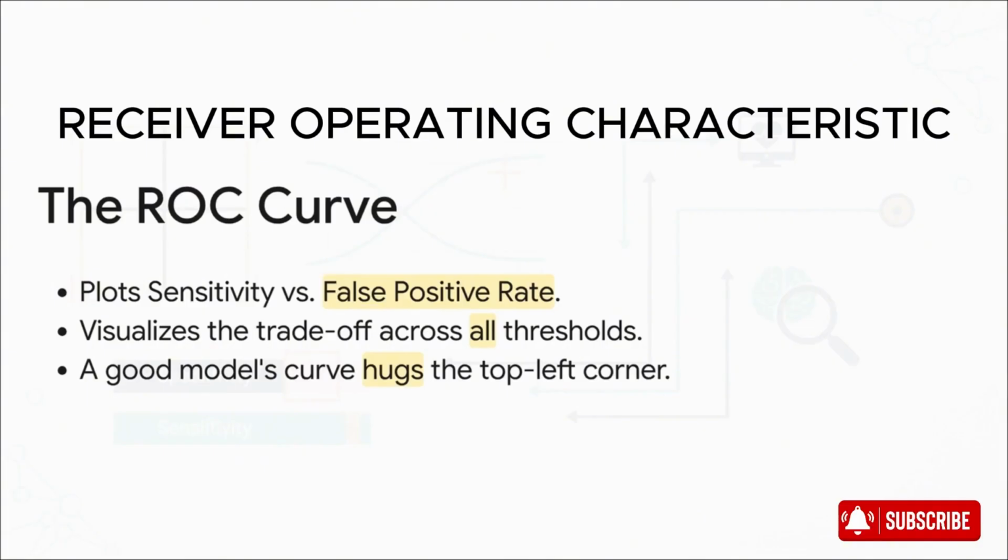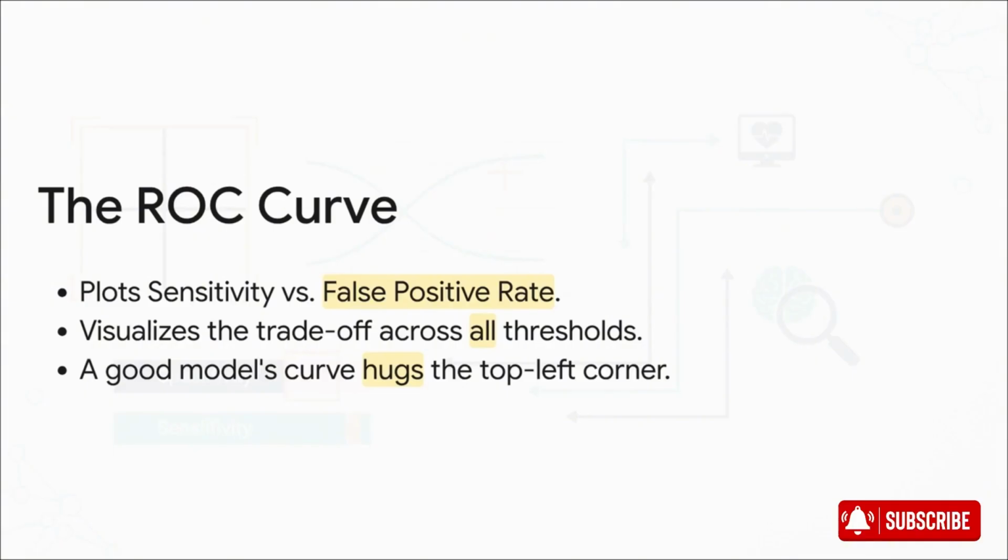We might say anything over 70% we'll call positive. What the ROC curve does so brilliantly is it visualizes that trade-off between sensitivity and false alarms for every possible threshold we could pick. A better model's curve will kind of hug that top left corner, which means it can get high sensitivity without creating a boatload of false alarms.